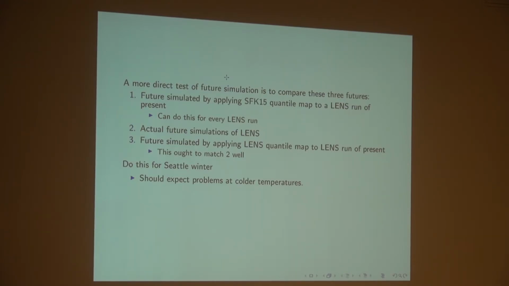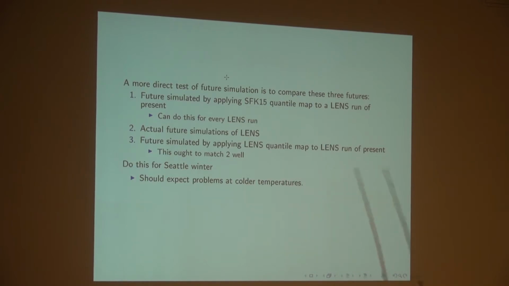So we could actually look at the simulated futures and compare. So these aren't the direct test, right? The direct test is to actually apply the Shriver map to a Lens run in the present and see how well it agrees directly with the Lens run from the future. Because we have lots of Lens runs, we can do that lots of times and get a very good idea of how well that works. So this is basically the method we're proposing, 1. Okay, we can compare that to the actual future simulations. So our hope is that 1 and 2 look the same.